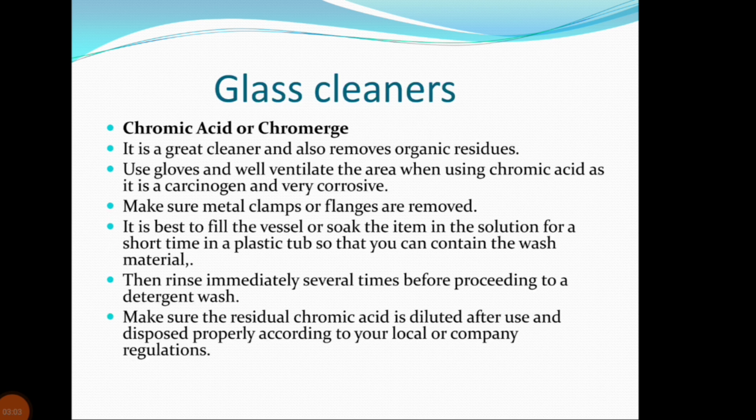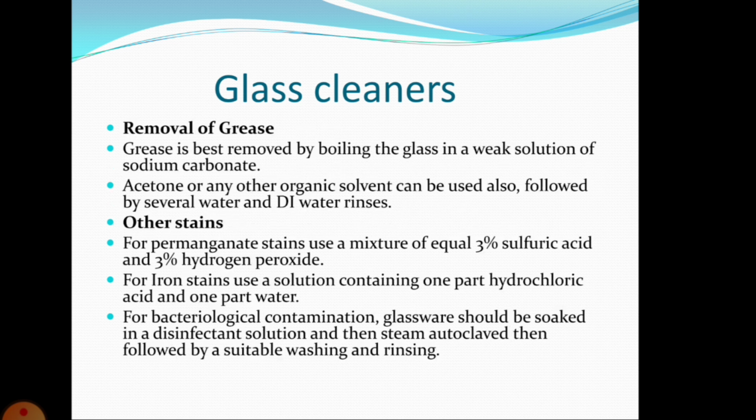Glass cleaner: chromic acid or chromerge. It is a great cleaner and also removes organic residue. Use gloves and ventilate the area well when using chromic acid, as it is a carcinogen and very corrosive. Make sure the metal clamps or flanges are removed. It is best to fill the vessels or soak the item in the solution for a short time in a plastic tub so that you can contain the wash material. Then rinse them immediately several times before proceeding to a detergent wash. Make sure the residual chromic acid is diluted after use and disposed of properly according to your local or company regulations.